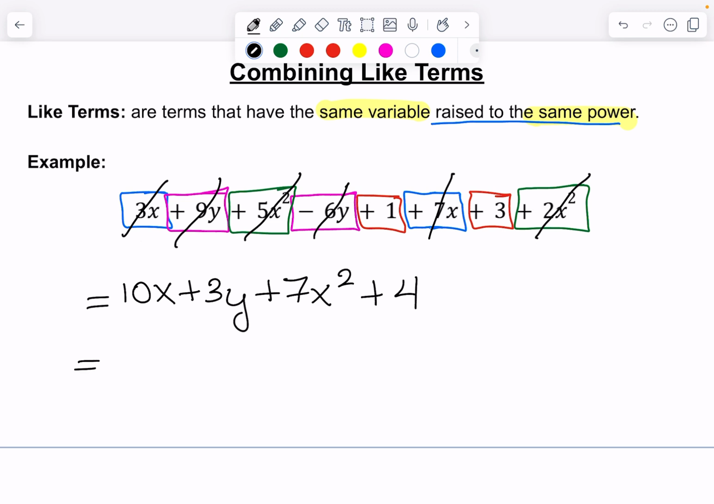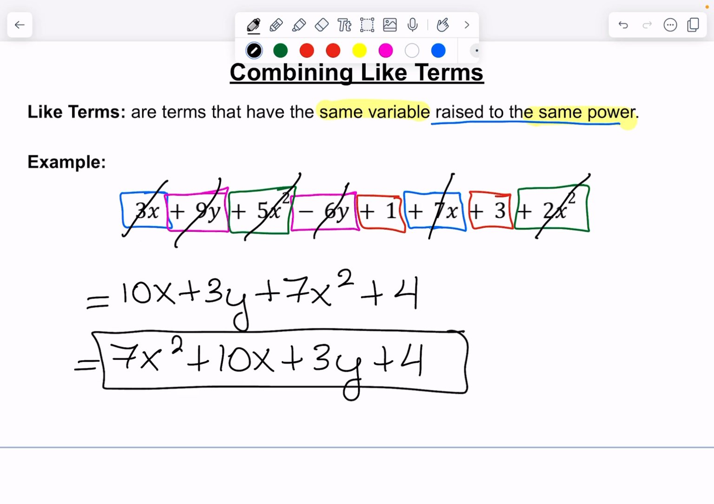Now, last but not least, we do want to put them in proper order. X's always come before y's, and higher powers come first. So this should be written as 7x squared because it has the highest power, plus 10x because x comes before y, so the next one would be 3y, and then we always list the regular numbers at the end. So here's our final answer, 7x squared plus 10x plus 3y plus 4.